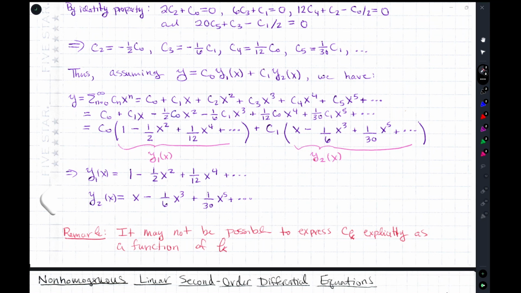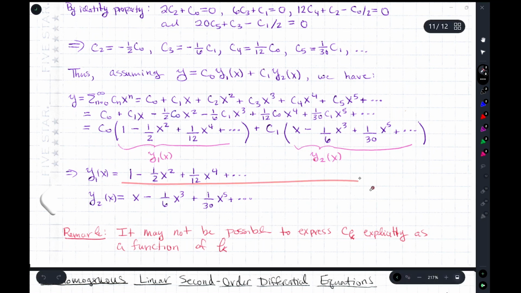And yeah, so here we don't have an explicit formula, but we have our two solutions.